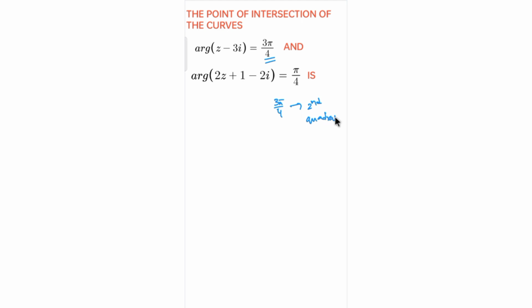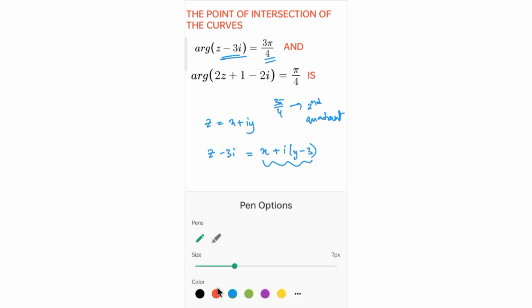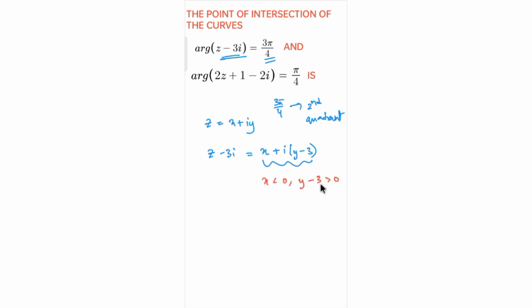So the argument of this term is 3 pi by 4, that means it is in the second quadrant. Let me assume z is equal to x plus iy. Now substituting, z minus 3i is x plus i(y minus 3). Now this must lie in the second quadrant. If that's the case, then x should be less than 0 and y minus 3 should be greater than 0. That is, x should be less than 0 and y should be greater than 3.